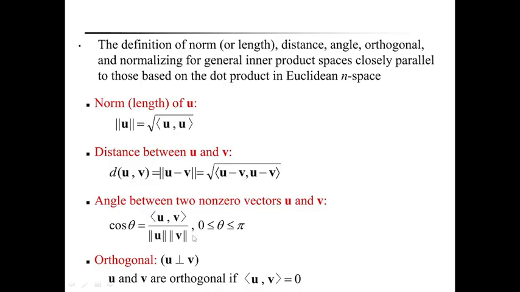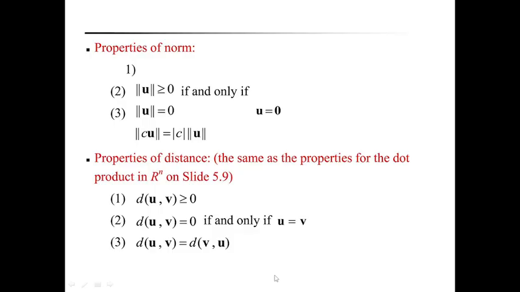Then we come across orthogonal. Two vectors are said to be orthogonal if the inner product of those two vectors equals 0. The notation is u perpendicular to v, that is, u is orthogonal to v. If this happens, definitely the inner product of those two vectors equals 0. Then these are the properties of norm. The norm of u is always greater than or equal to 0. If the norm of u equals 0, then u equals 0. The third condition is the norm of cu equals mod c times the norm of u.